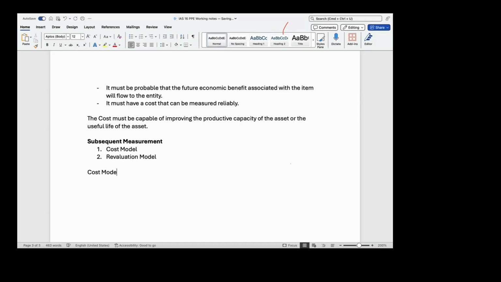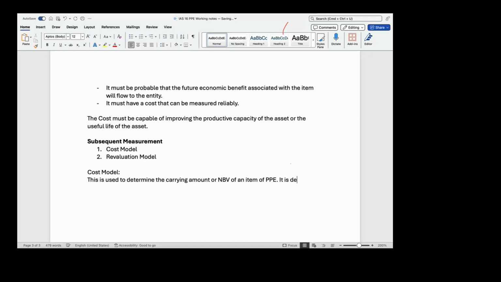The cost model is used to determine the carrying amount of an asset. I'm just mentioning this for the first time, but I'm sure most of you will know something we call book value. Let me call it NBV, net book value. It's the same thing as carrying amount, or sometimes they call it carrying value. Cost model is a formula that is used to determine this carrying amount of an asset, or net book value of an item of PPE.